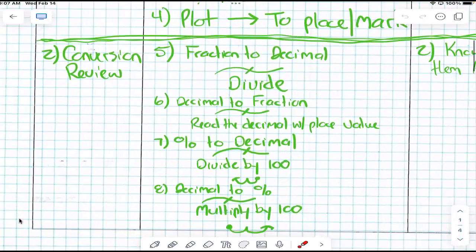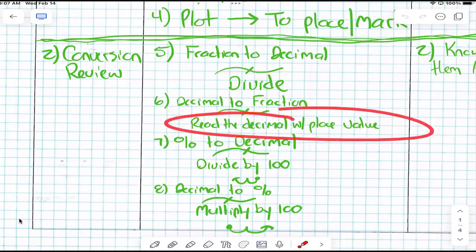All right, quick review on conversions. I'll ask the question, you answer it. How do you go from a fraction to a decimal? I'm going to try that again. How do you go from a fraction to a decimal? I need everybody involved here. How do you go from a decimal to a fraction?